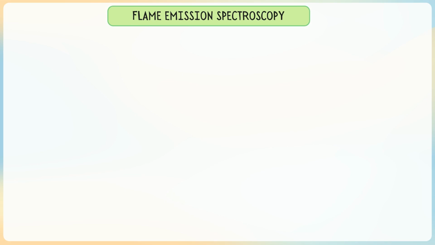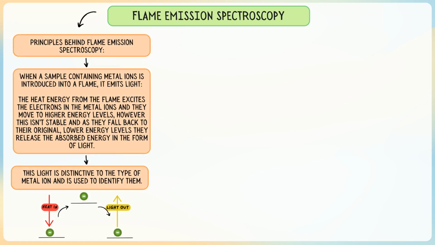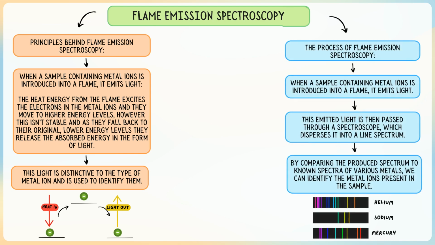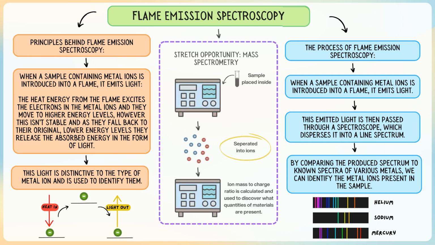In today's lesson, we delved into the principles and process of flame emission spectroscopy as an instrumental method for analyzing metal ions. We learned that when a sample containing metal ions is introduced into a flame, it emits light. This emitted light is then passed through a spectroscope, which disperses it into a line spectrum. By comparing the produced spectrum to known spectra of various metals, we can identify the metal ions present in the sample. This technique is widely used in various fields, including environmental testing, medicine, and industrial processes, due to its precision and efficiency.